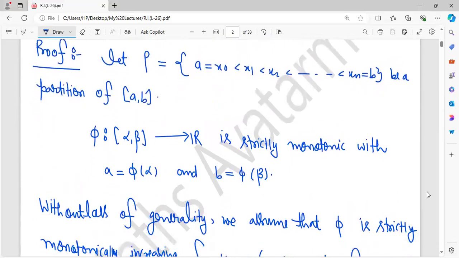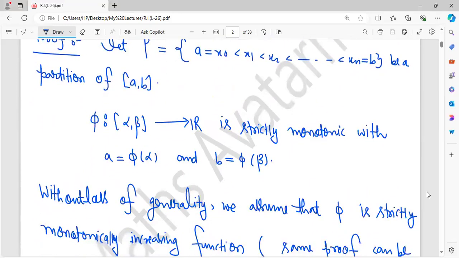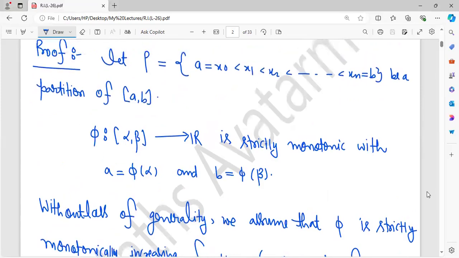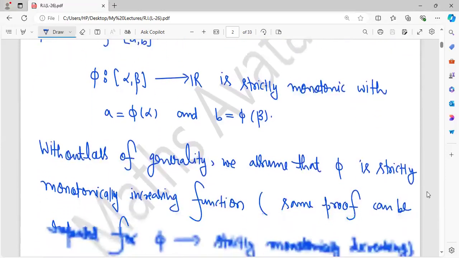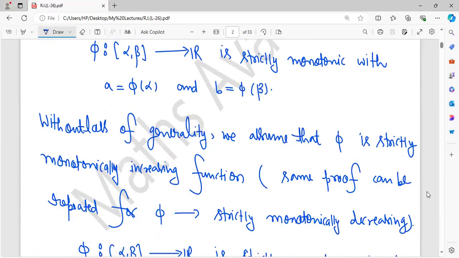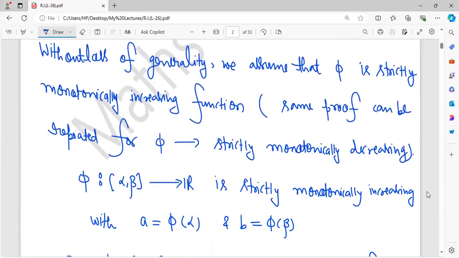Without loss of generality, we are assuming that phi is a monotonically increasing function, because if we prove this result for a monotonically increasing function, the same thing you can repeat for a strictly monotonically decreasing function, and the proof will follow. So we will prove this theorem for phi as a strictly monotonically increasing function, with a equal to phi(alpha) and b equal to phi(beta).